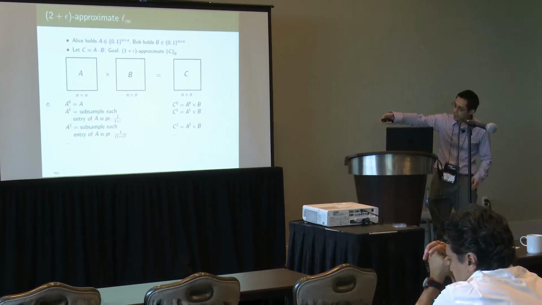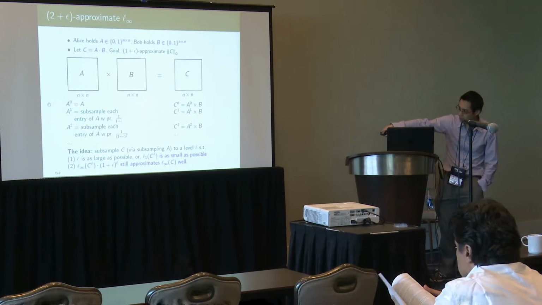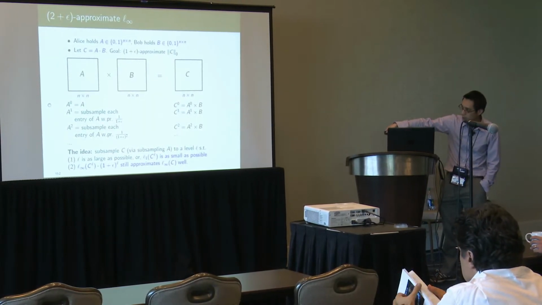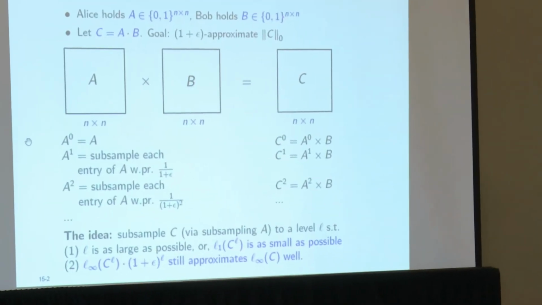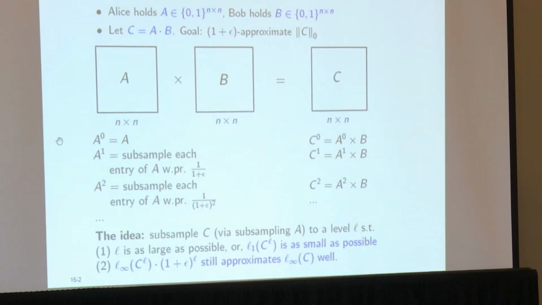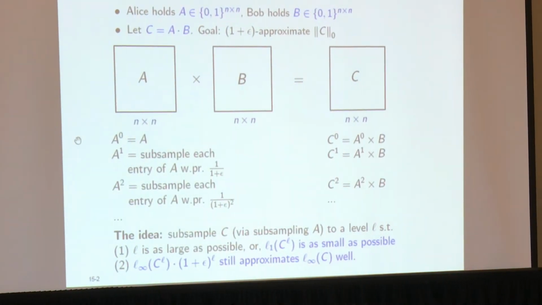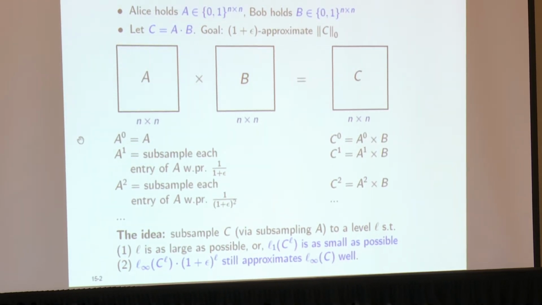Alice can sample A, so we try to subsample C via subsampling A to a level L, so that first the L1 norm of C_L, this sampled matrix, is as small as possible, but still the L infinity norm of C_L, after proper scaling back, can approximate the L infinity norm of C to within a 1 plus epsilon factor. So this is the idea.